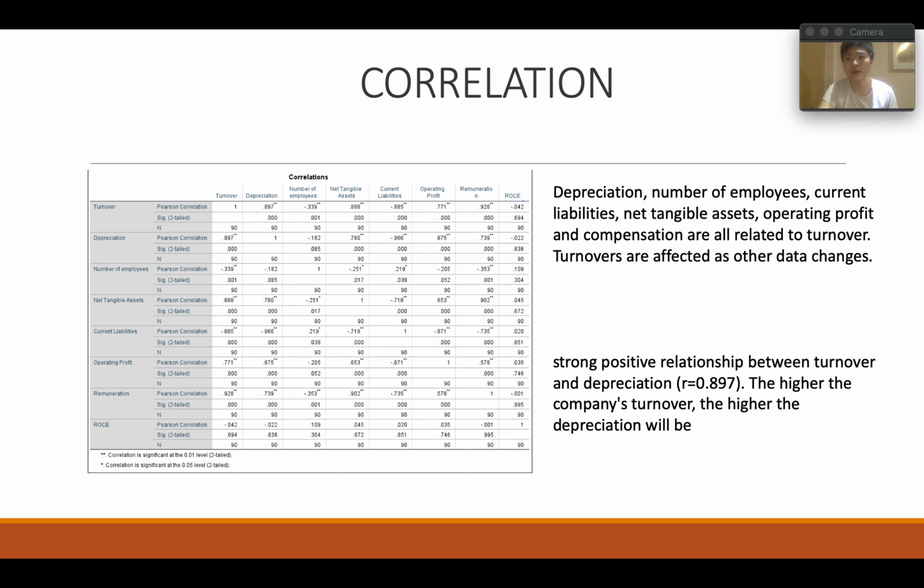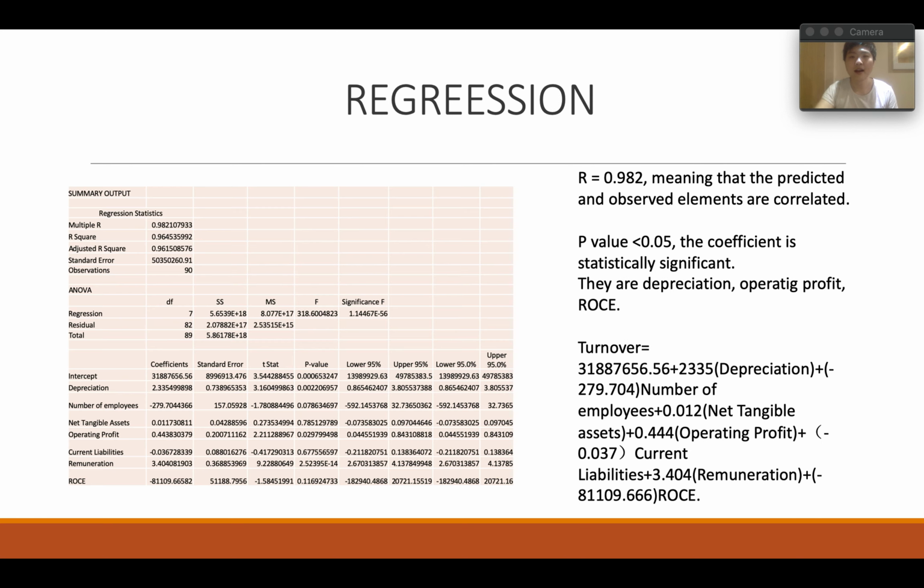Quantification: the number of employees, current liability, net assets, operating profit, and remuneration are all related to turnover. Turnover is affected as other data change. There is a strong positive relationship between turnover and depreciation. R squared is 0.897. The higher the company's turnover, the higher the depreciation will be. R squared is 0.982, meaning that the predicted and observed elements are correlated.